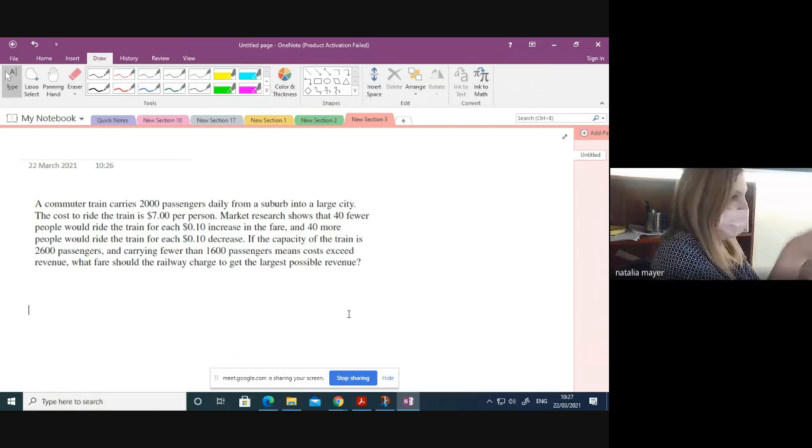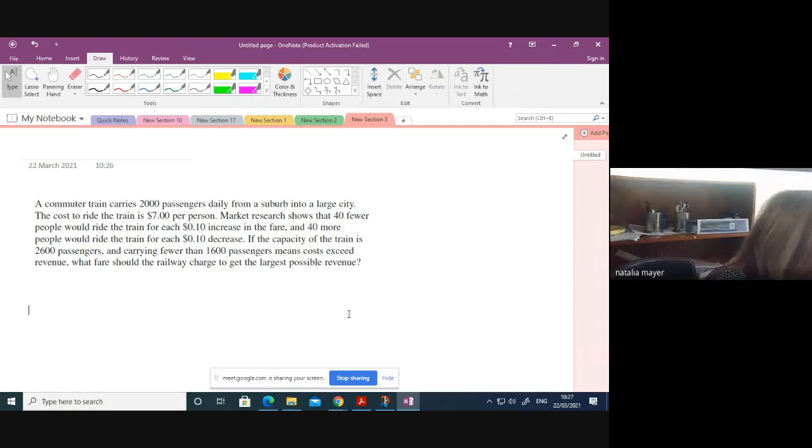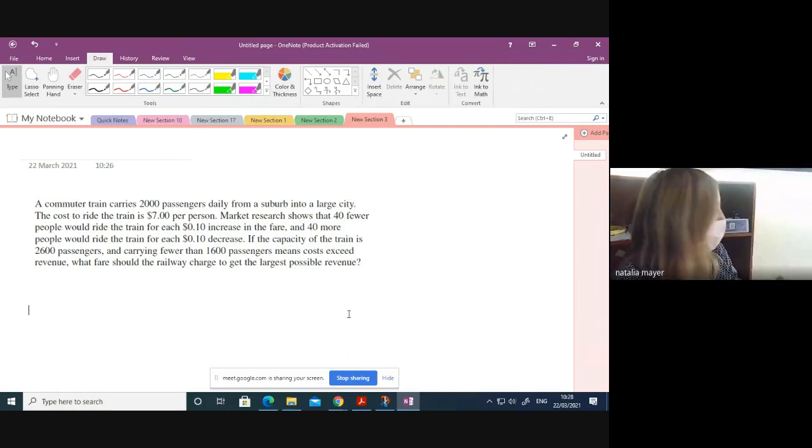What is it that we are optimizing? The largest cost of the revenue. Revenue? So we are optimizing the revenue. This is the first one, and in particular, we are looking for the maximum revenue. Okay, good. So we are optimizing the revenue.